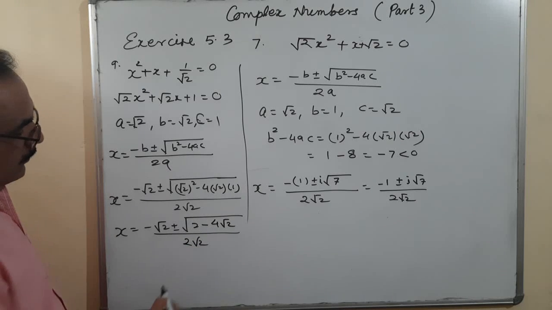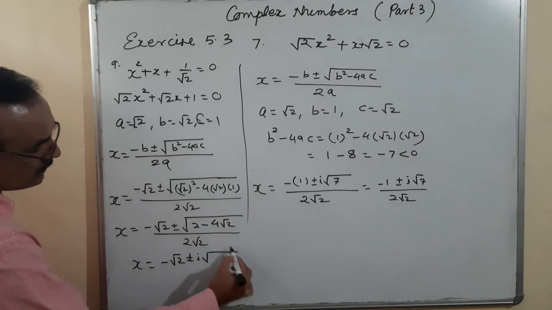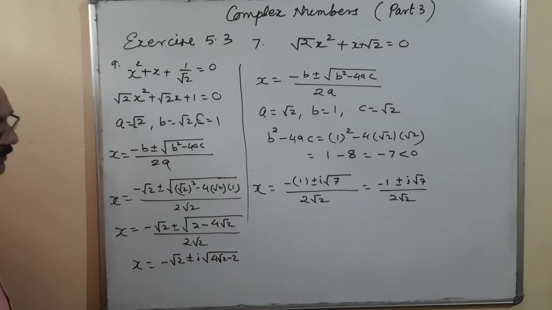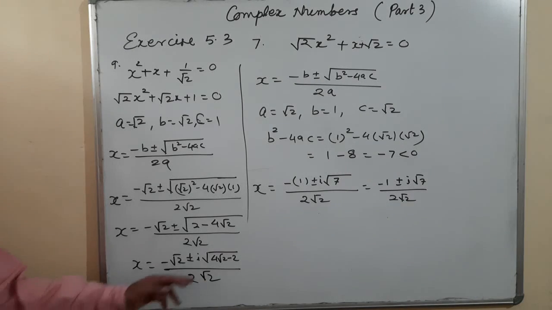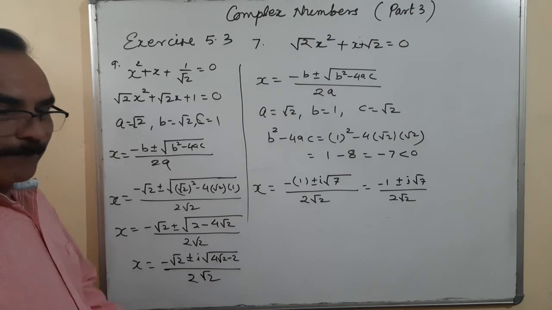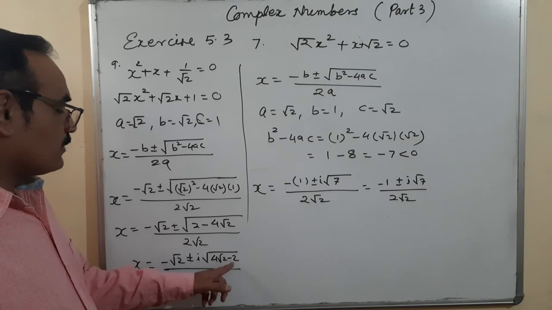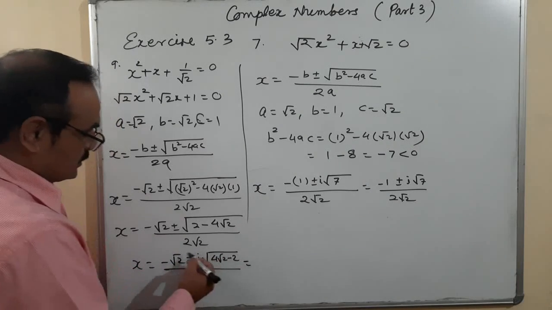So what happens? x is equal to minus root 2 plus minus i under root of 4 root 2 minus 2, because 4 root 2 is greater than 2, upon 2 root 2. Okay, how to simplify this term, 4 root 2 minus 2? We can write here 2 into 2 root 2 minus 1. 2 can be common, but we can leave it here also.